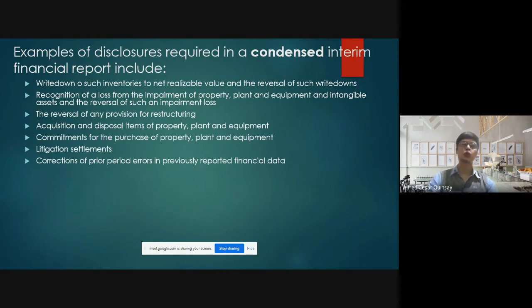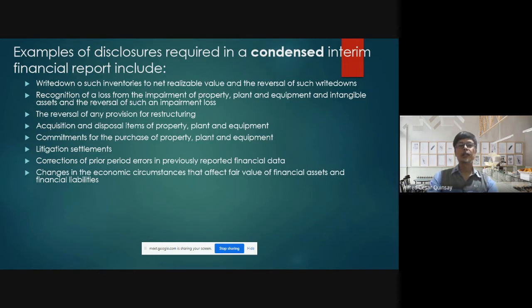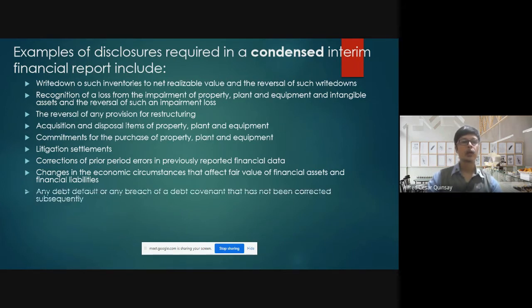So that is also for disclosure. Changes in the economic circumstances that affect fair value of financial assets and financial liabilities. So that is also another important disclosure. And of course, any debt default or any breach of a debt covenant that has not been corrected subsequently. So that is also for disclosure.